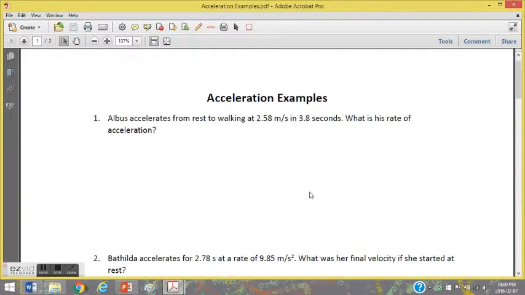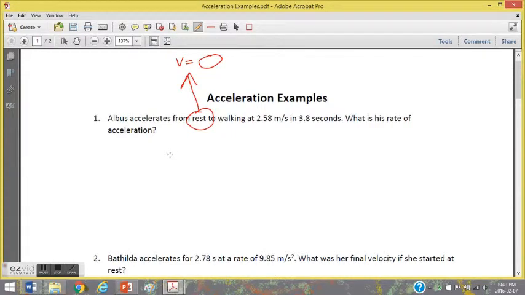Albus accelerates from rest to walking at 2.58 meters per second in 3.8 seconds. What is his rate of acceleration? I want you to circle this word rest, with a little arrow going up. This means speed is equal to zero. If you see that word rest, it means speed is equal to zero. So let's take a look at this. Now there's no direction, so this tells us that this is just going to be scalar.